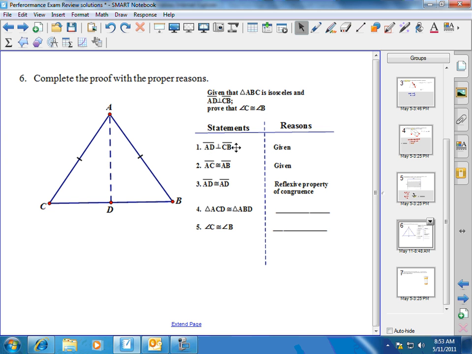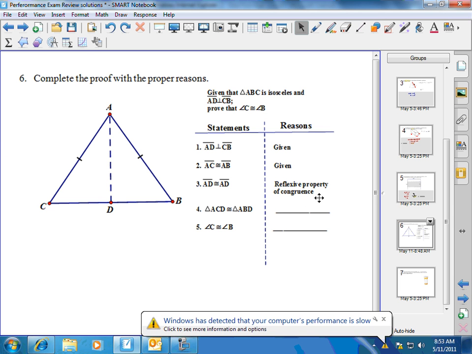So we've looked at it: the first two statements are given. The third statement says that segment AD is congruent to itself. And the reason for that is what we call the reflexive property of congruence, or just reflexive property for short.